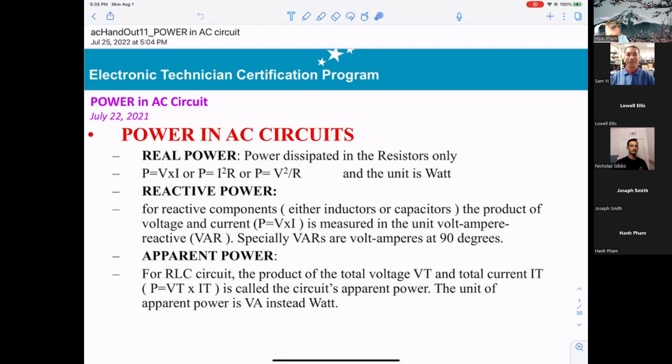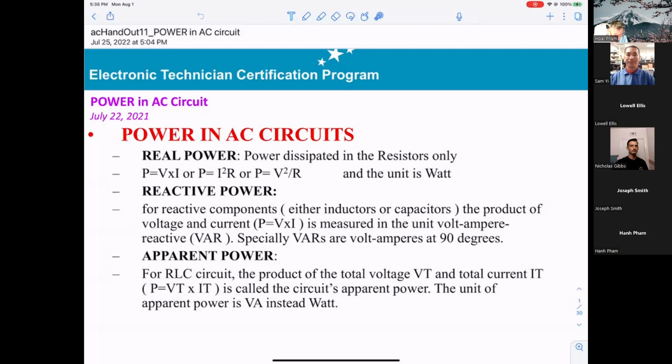Power in AC. The first thing is called real power. That is the power dissipated in the resistor only. You know how to calculate the power through the resistor. There are three formulas: P equals V times I, or P equals I squared times R, or P equals V squared divided by R. And the unit of the power will be the watt.